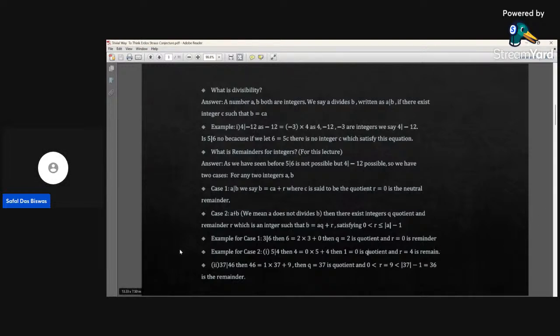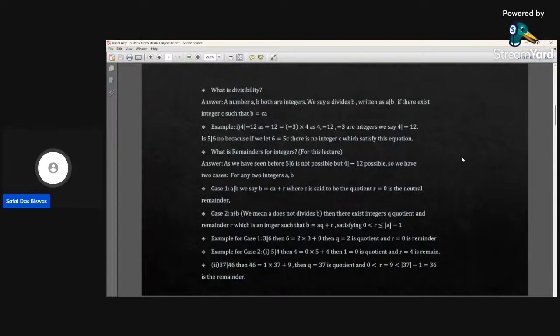Now come to example 2 from case 2: 37 divide 46. This is not a proper notation. 37 does not divide 46, but in what sense does 37 divide 46? The sense is that 46 equals 1 into 37 plus 9. There is also a typo here, it should be q equals 1. So q equals 1 is the quotient and r is greater than 0 and less than mod 37 minus 1. As you see in the definition of remainder, this is mod a minus 1. So r is less than 37 minus 1, which is 36. So 9 is the remainder. I hope it is clear.